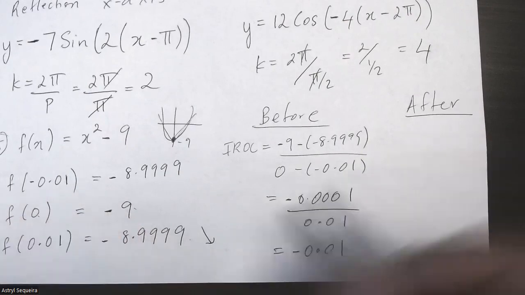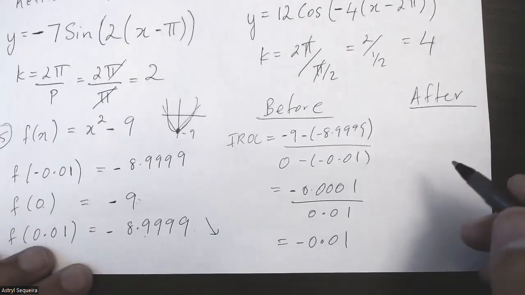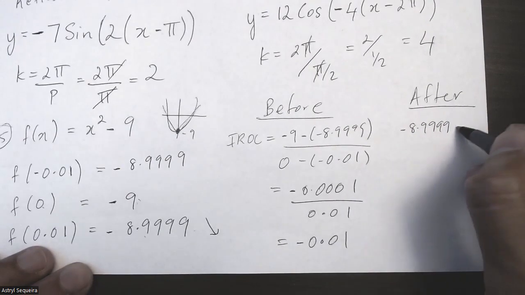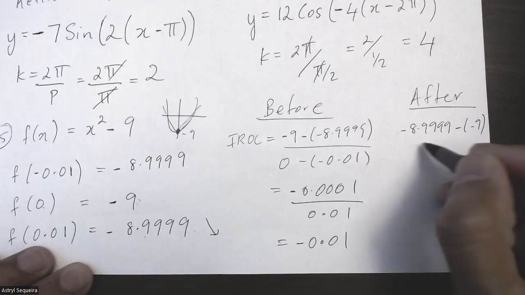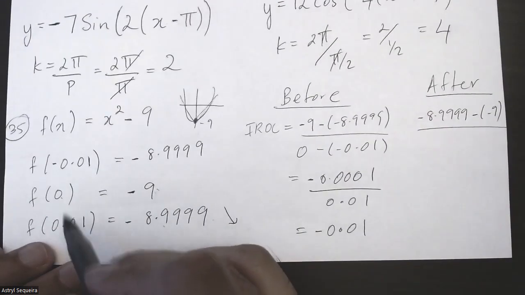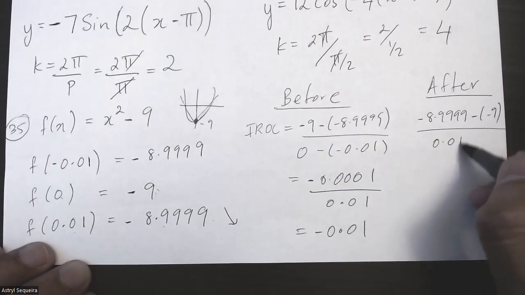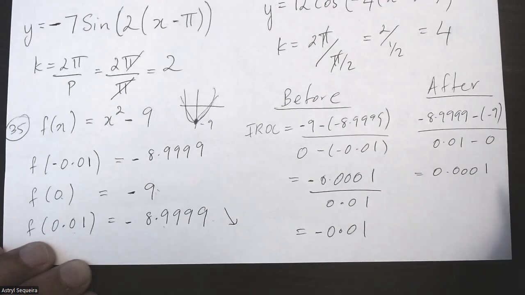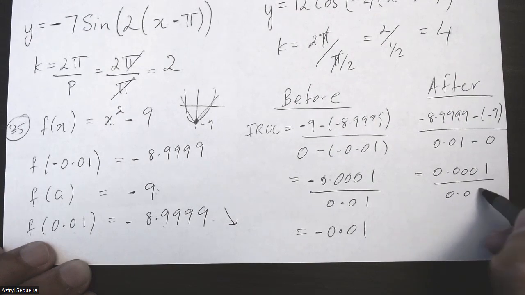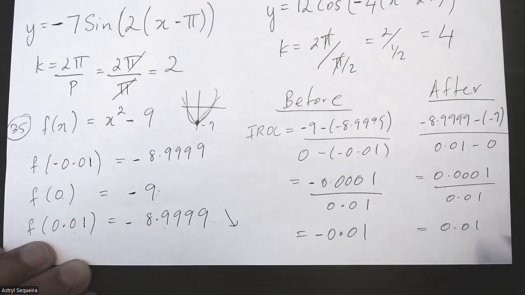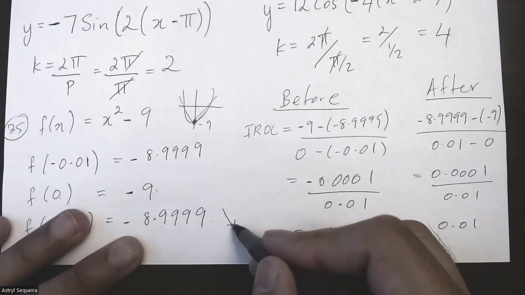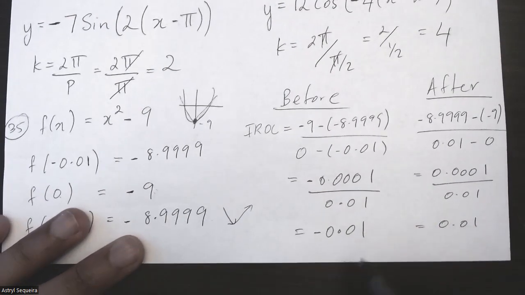So for my IROC, I'm going to do y2 minus y1. Now it's negative 8.9999 minus negative 9, over x2 minus x1. So 0.01 minus 0, which is just 0.01. The top is 0.0001, divided by 0.01, which is positive 0.01. So the slope before is negative, the slope after is positive, and the slopes are really, really close to zero.